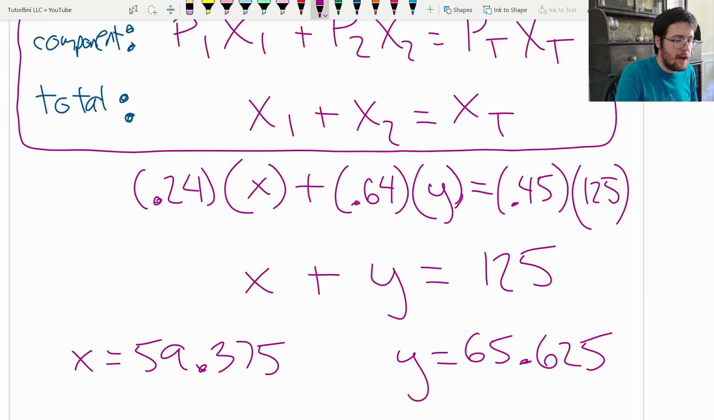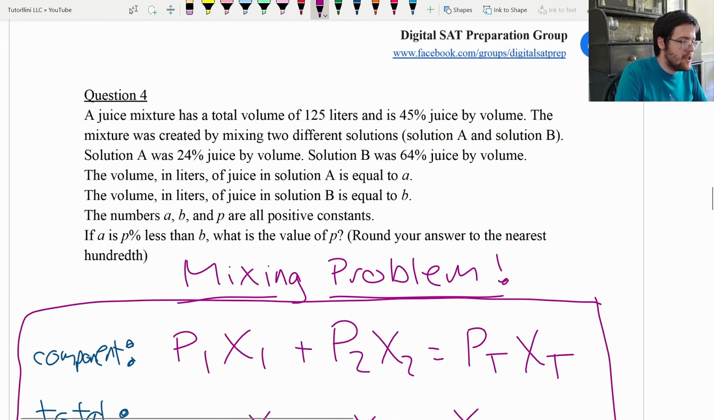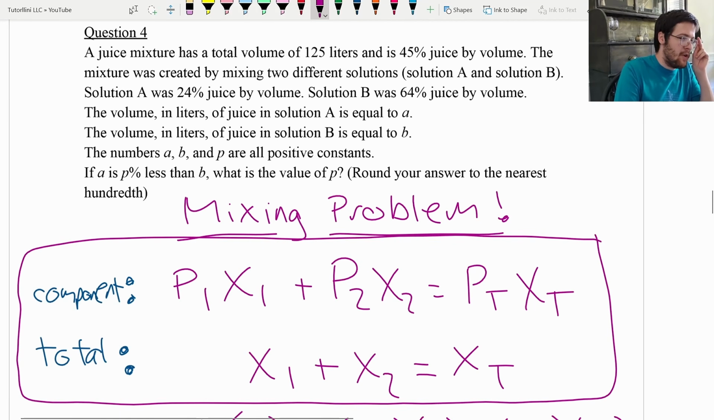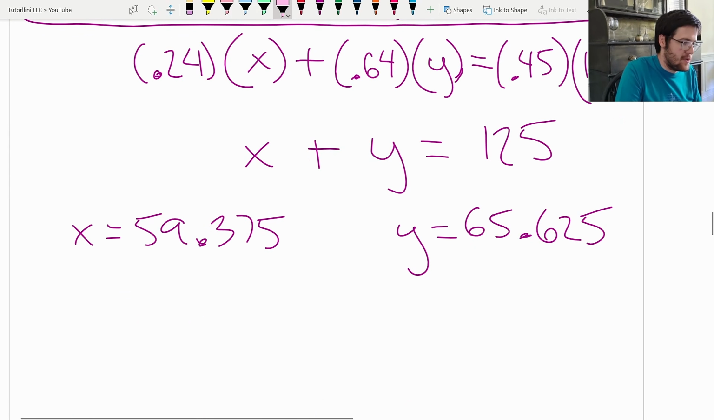Okay, so now the question is asking us, if you look up here, it's not asking about the total volume in solution A. It's just asking about the component volume, in this case the juice volume in solution A, and the juice volume in solution B. So the juice volume is 24% of that.